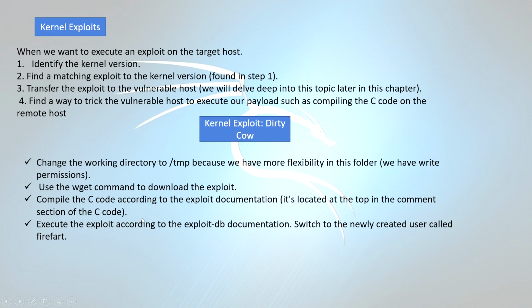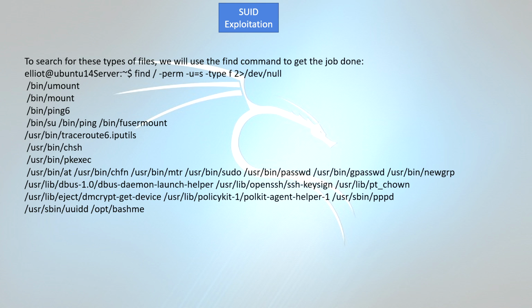Next, the kernel exploitation. When we want to target a host, identify the kernel version, find the matching exploit for that kernel version, and transfer the exploit payload. Next, the SUID exploitation. Some commands define the commands: /bin/mount, /bin/ping6, /bin/su, /bin/ping, /usr/bin/crash, /usr/bin/expect.